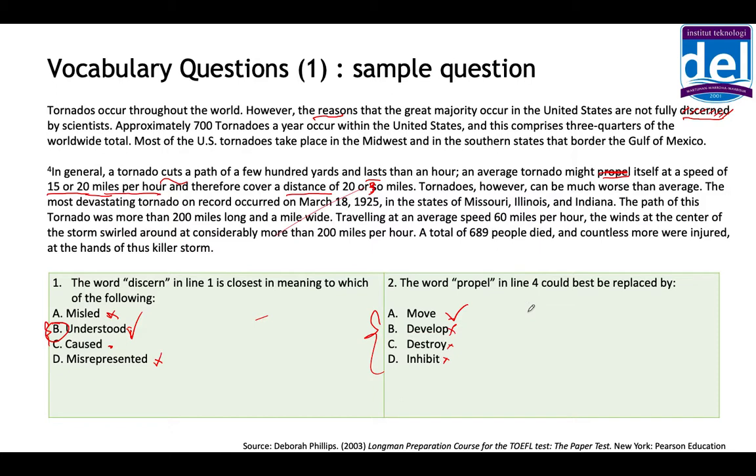So that is how to determine the meaning of the difficult word by looking at the context of the text.